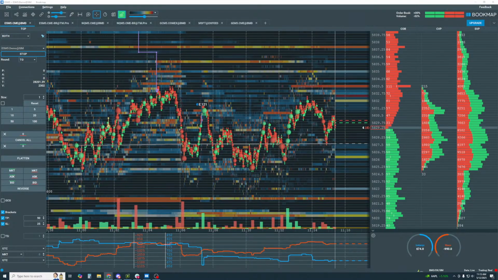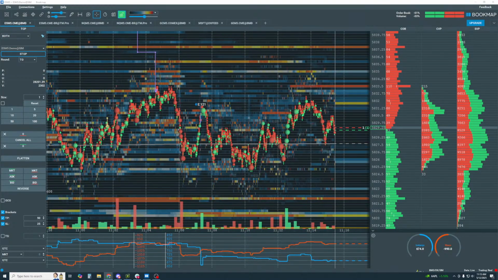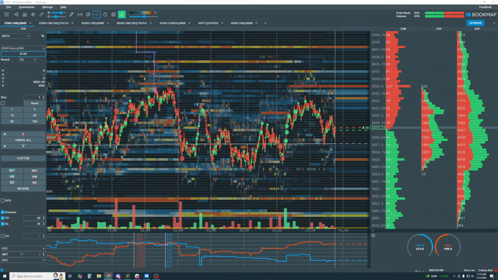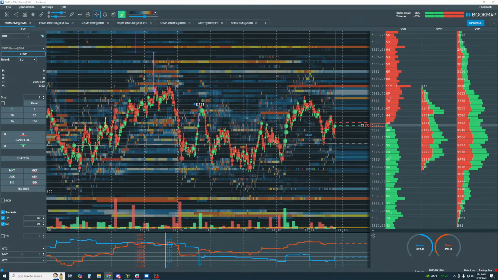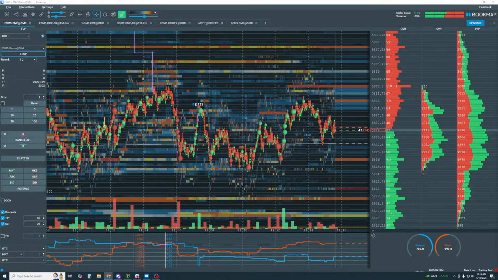Hello, how can you trade with me? Well, through the academy. That's the way to go. Marvin, where can I learn Bookmap effectively? Here is a good starting point.